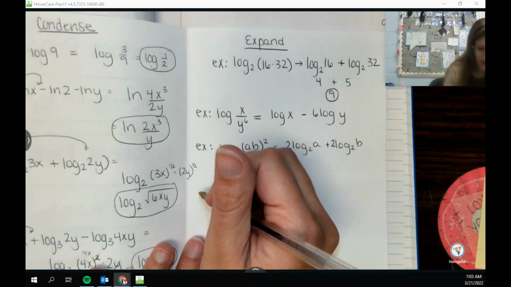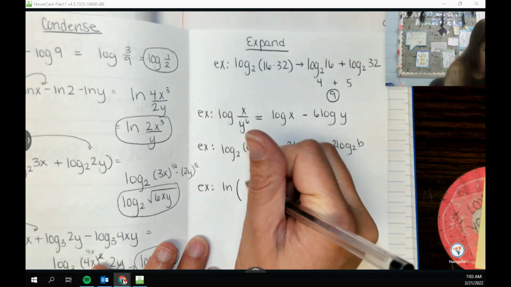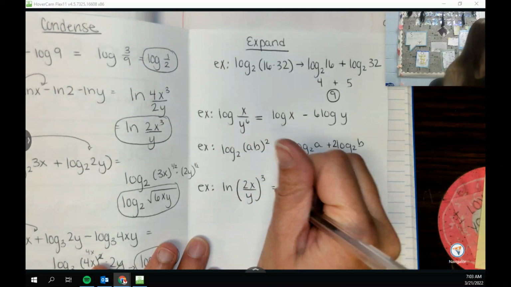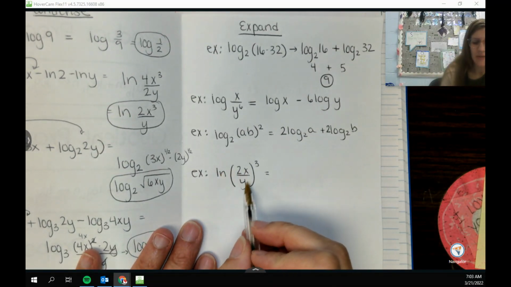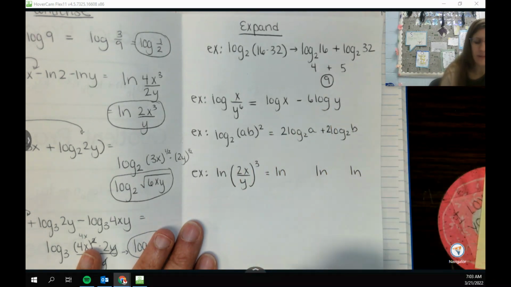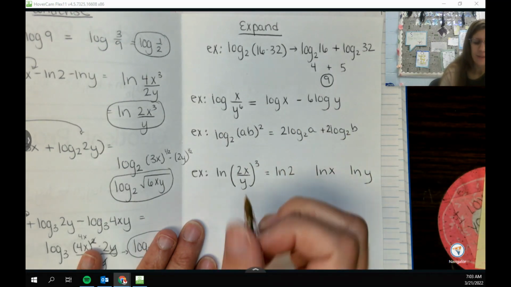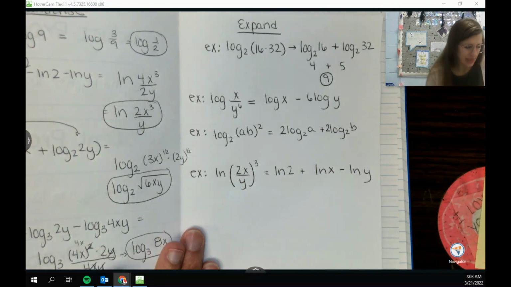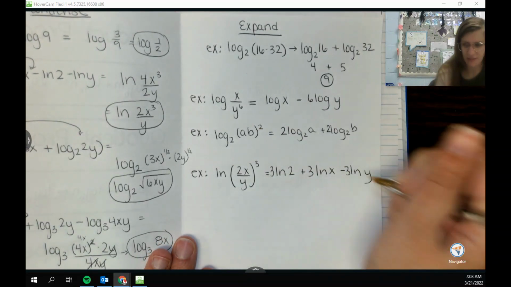Let's say we have this: natural log of 2x over y to the 3rd. Okay, so a little bit like that last one. This time we're going to have 3 natural logarithms because there's 3 numbers. So natural log, natural log, natural log. First number is 2, then an x, and then a y. The 2 and the x are being multiplied, so plus. The y is being divided, so minus. And they are all to the 3rd power, so 3's in front of everyone.